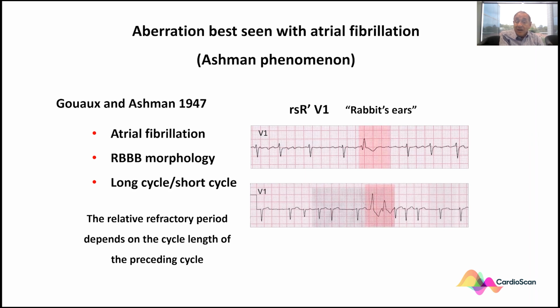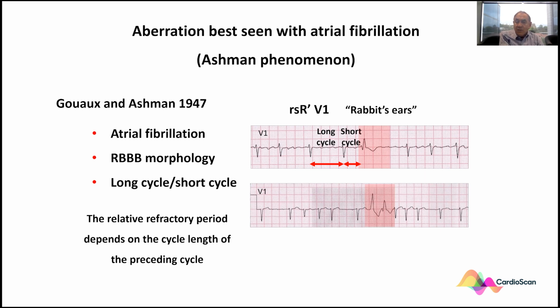There are two with rabbit's ears. Although this is atrial fibrillation, one can see in both in V1 that there is an RSR pattern, and this would be consistent with aberration. When one talks about long cycle, short cycle, you can see here that there is the long cycle and then the short cycle.